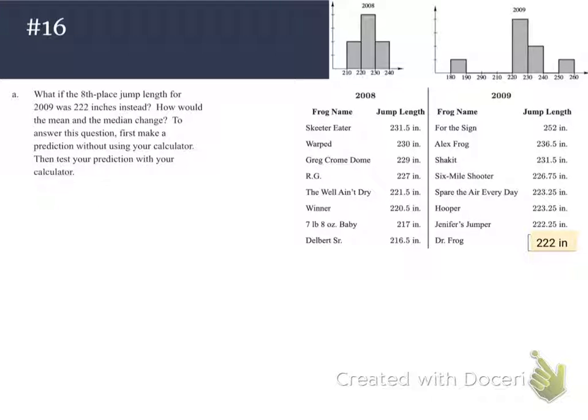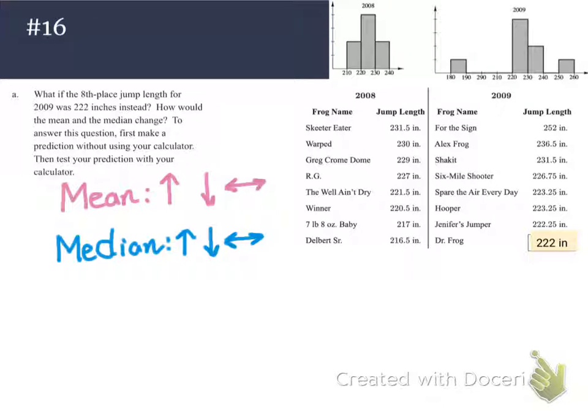So you should be using a calculator. It makes your life a lot easier. That could be a computer, could be your phone, iPad, an actual calculator, whatever it is, please use it. Okay, so it's first asking us to make a prediction. What's going to happen to our mean or average and our median or middle number?